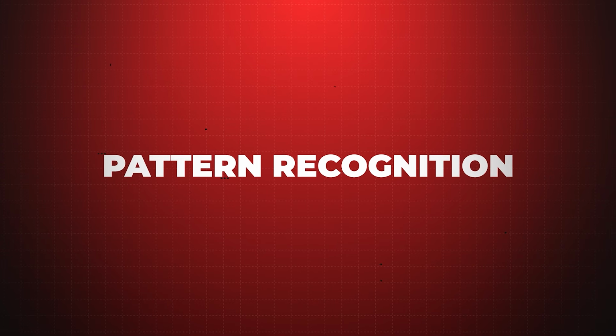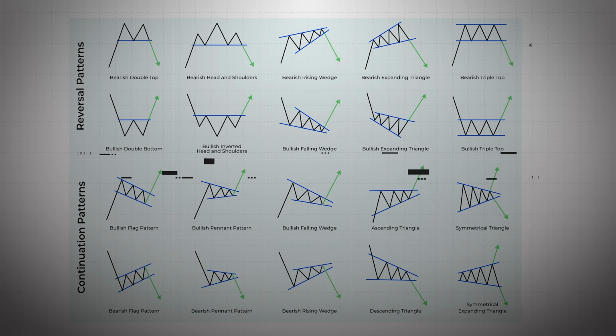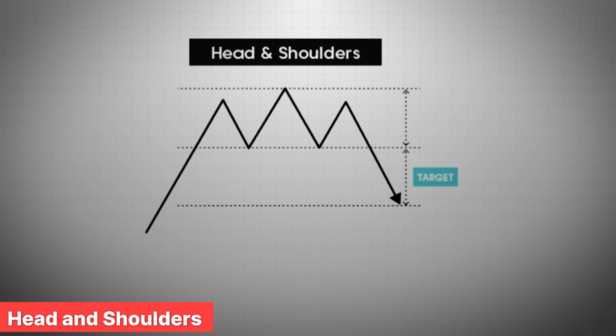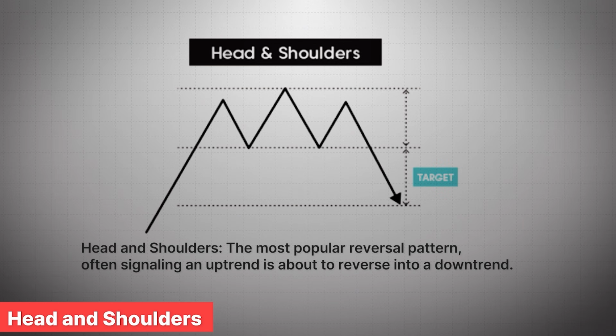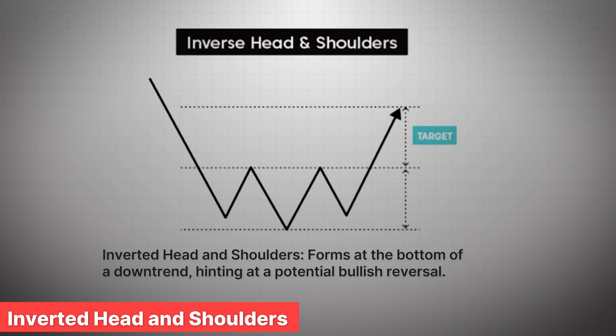There are two main types of patterns that every price action trader should know: reversal patterns and continuation patterns. Reversal patterns signal that the current trend may be coming to an end and the price could change direction. The head and shoulders is the most popular reversal pattern. It often signals that an uptrend is about to reverse into a downtrend. The opposite is an inverted head and shoulders, which can form at the bottom of a downtrend, hinting at a potential bullish reversal.